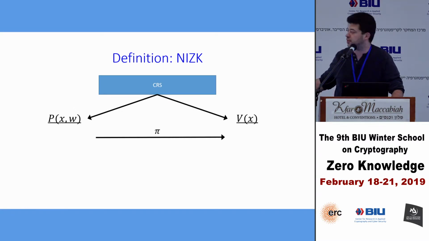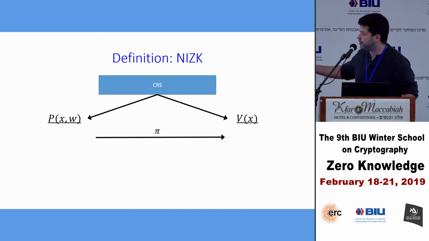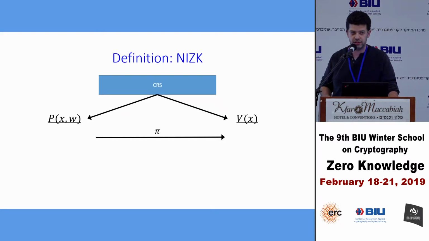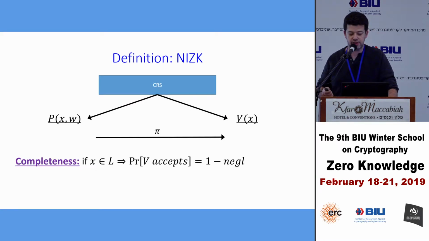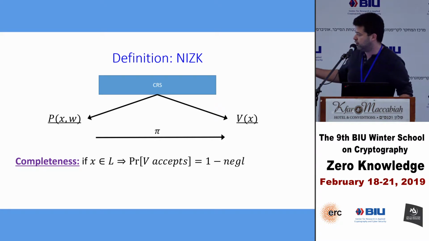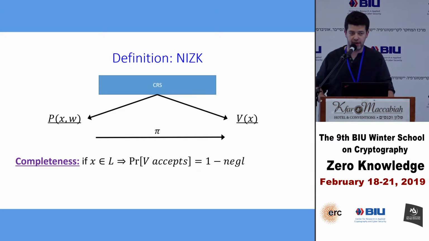Given the CRS, the prover can generate a proof pi and send it over to the verifier. Now the verifier, given access to the CRS and to the proof pi, can decide whether to accept or reject. So that's the interaction. Completeness means, as you would suspect, that if X is in the language, then the probability over all coins tossed, in particular over the choice of the CRS, that the verifier accepts is, say, 1 minus negligible. So almost certainly the verifier will accept.